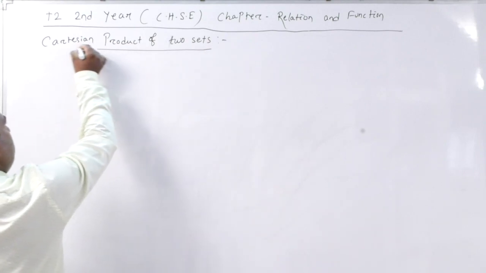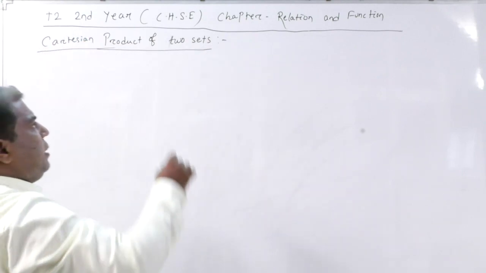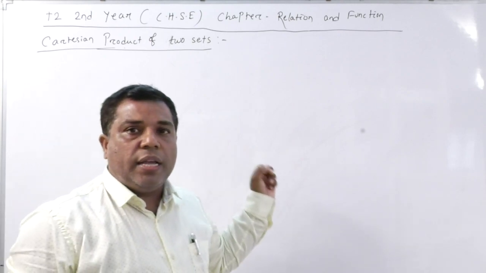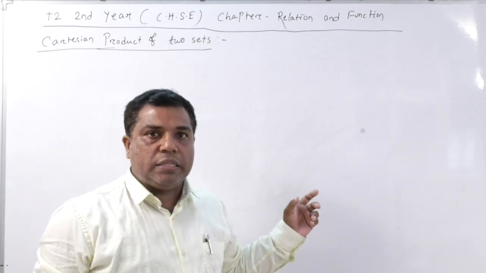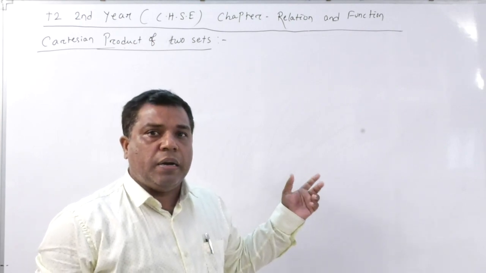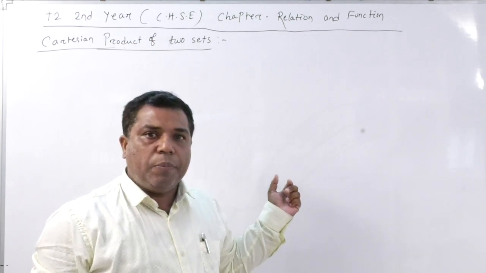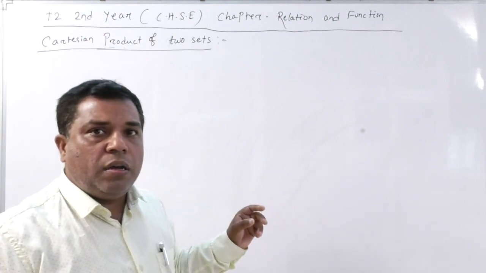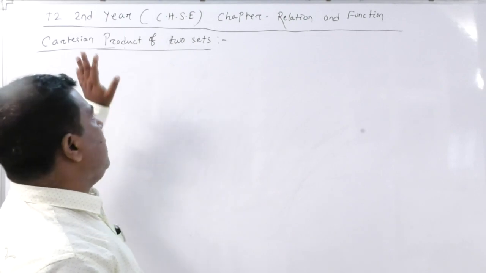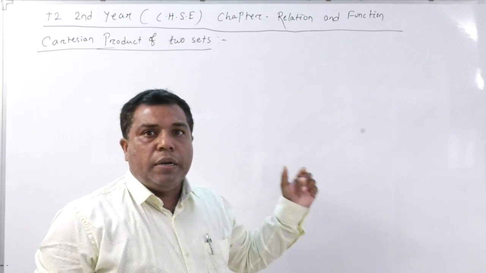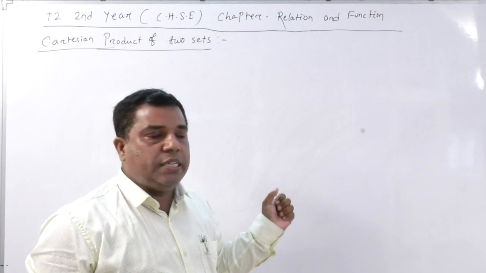You know, in our primary concept, what is a set? Set is a collection of well-defined elements. And we can combine different types of sets with different types of operations like union, intersection, etc. So one of the set operations is the Cartesian product. Here, how will we combine the elements of two different sets, let us see.